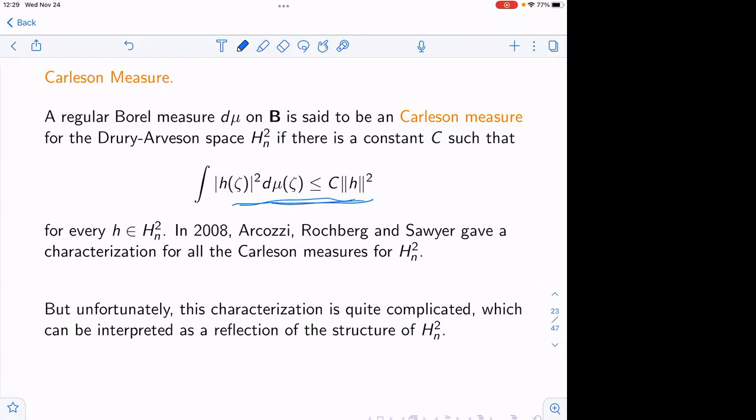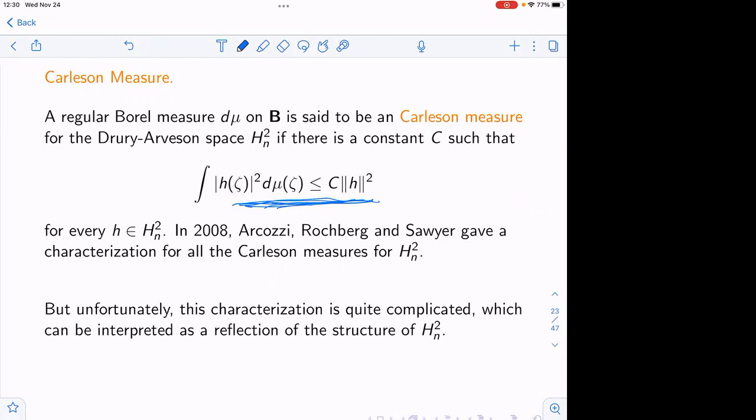But nowadays, I think more common, the starting point is actually an inequality, like this. That's a definition of a causal measure. This is a causal measure for Drury-Arveson space. So in 2008, we have this characterization by Causal, Rutberg, and Sawyer for the causal measures for the Drury-Arveson space.